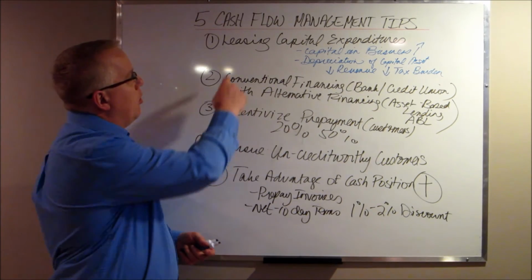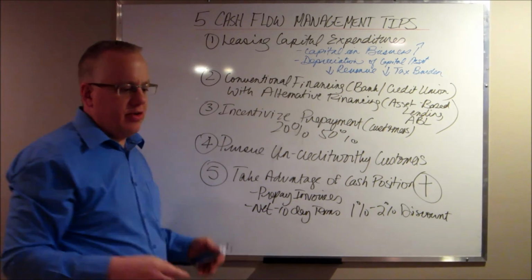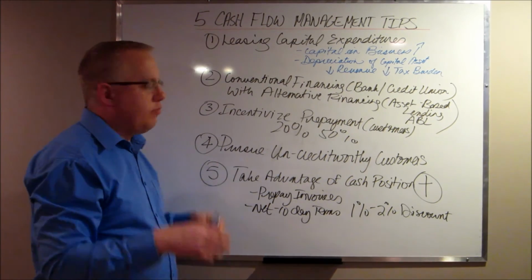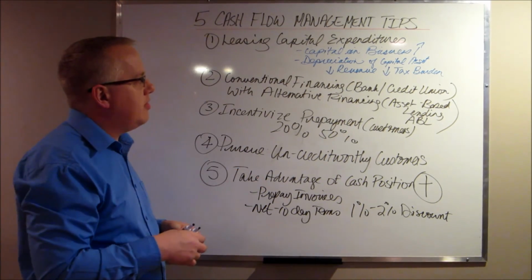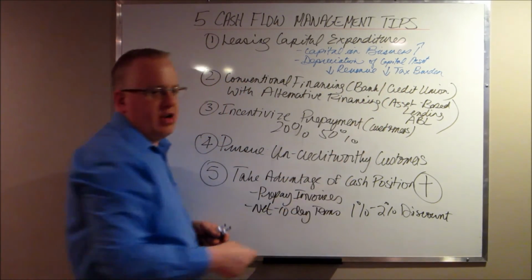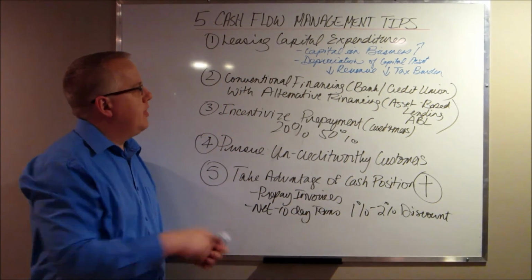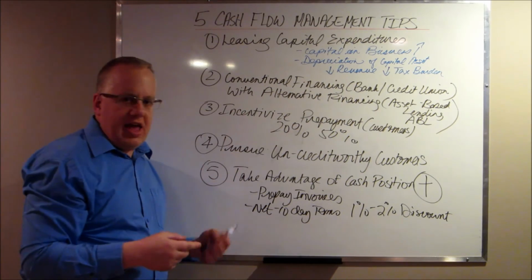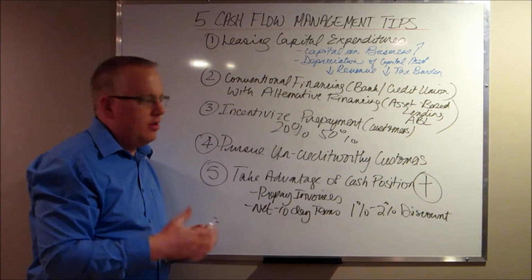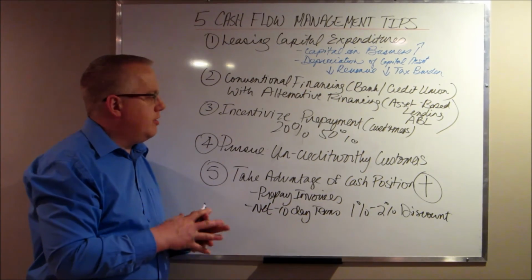So, number one, leasing capital expenditures. Lease computers, laptops, all these things, keep more capital inside of your business. Depreciating a capital asset reduces your revenue, reduces your tax burden, you get a tax deduction. Number two, conventional financing with alternative financing options. It's ideal. Check out that video.